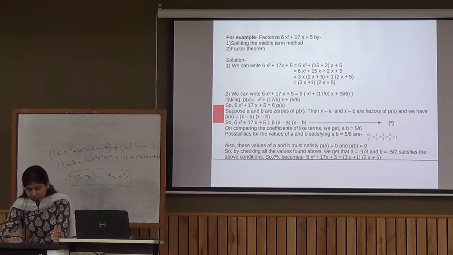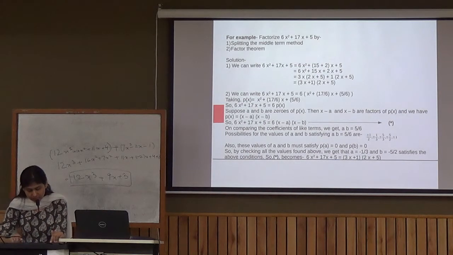So, putting these found values of a and b in the star equation, we get the factorization as (3x plus 1) into (2x plus 5). Note that by using any of the methods, the answer is the same.